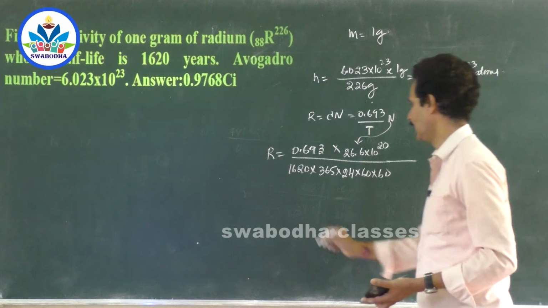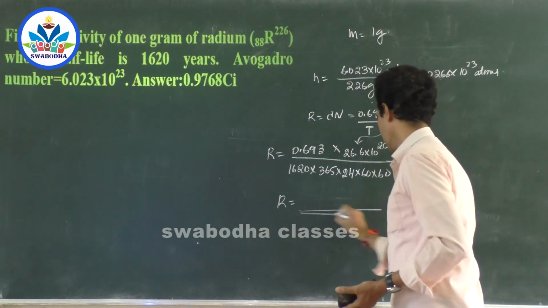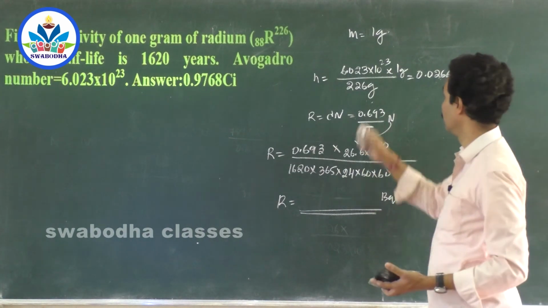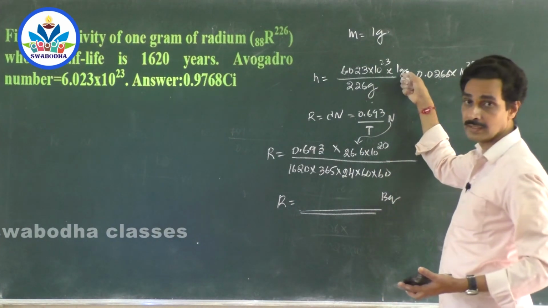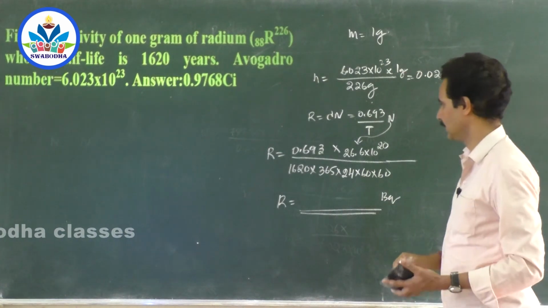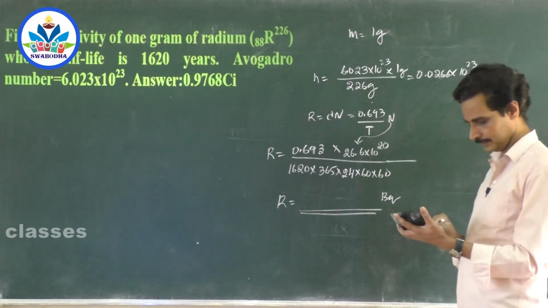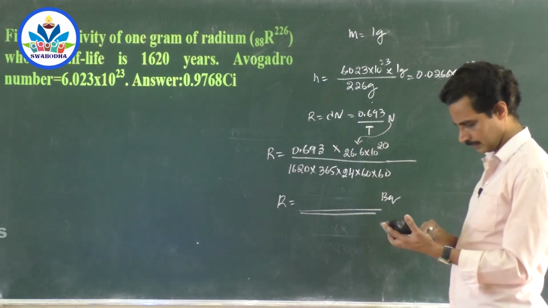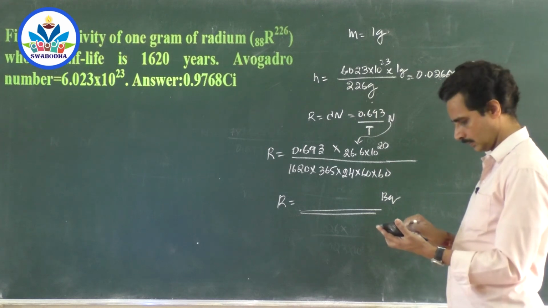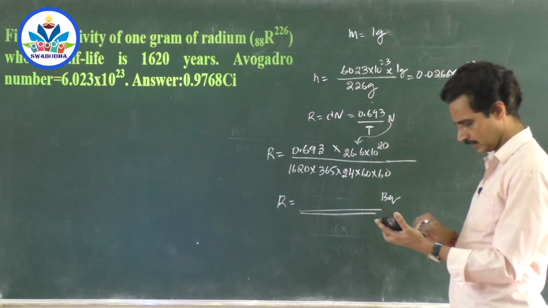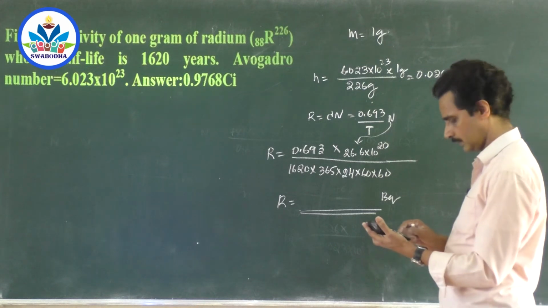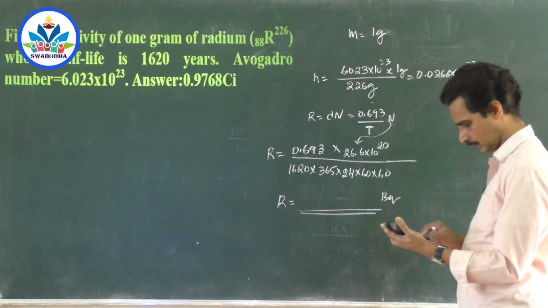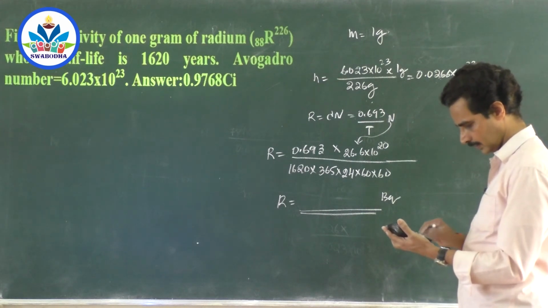So what is the activity? R is equal to so many becquerel, because it is in the SI system. 0.693. Even though you have used gram here, it is equivalent. They have cancelled. So 0.693 into 26.6 is equal to, divided by 1620 divided by 365 divided by 24 divided by 3600.